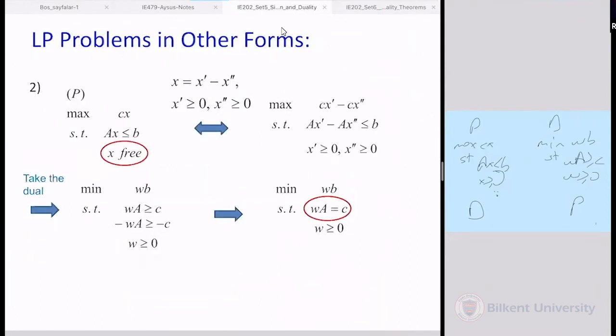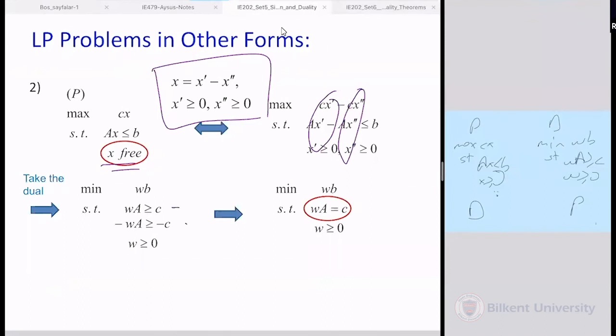All right. Now let's see what happens if I have a free variable at the beginning. The idea is the same. I'll utilize the same trick. We will represent that variable by the summation of two non-negative variables. And for every x, we're going to write x prime minus x double prime. You take the dual. Now you have two sets of constraints, two sets of variables.